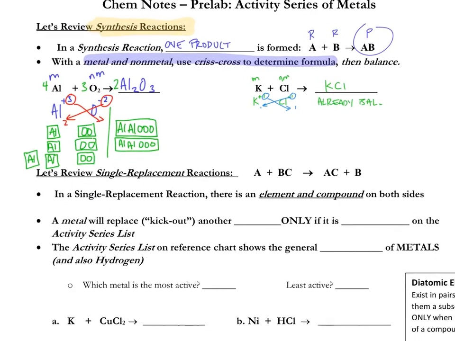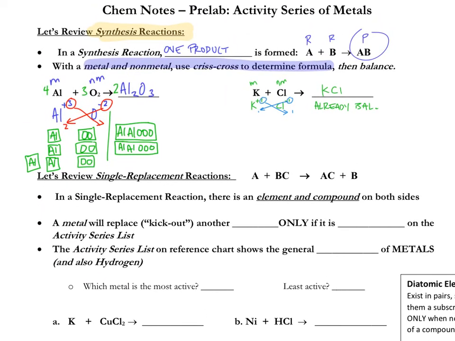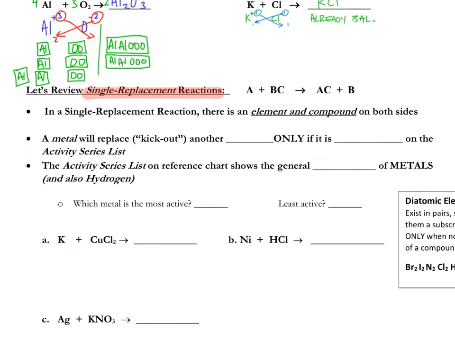Okay. So let's look at a single replacement reaction. So remember, in a single replacement reaction, we've got an element and a compound on both sides of the equation, on both sides of my equal sign. So here I've got a reactant, and a product. Specifically, this is an element, this is a compound, this is a compound, this is an element. So I've got a compound and an element on both sides.